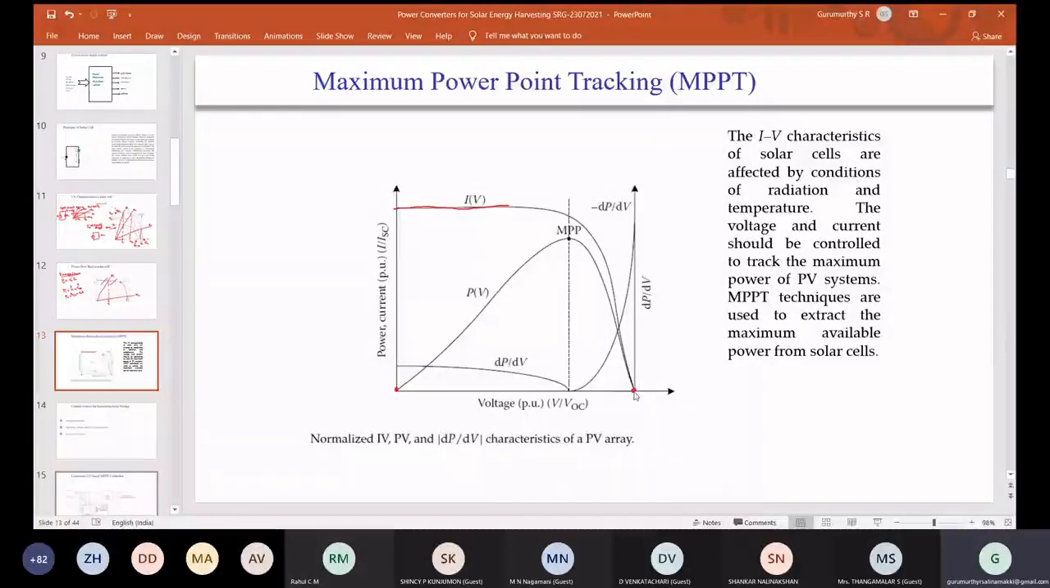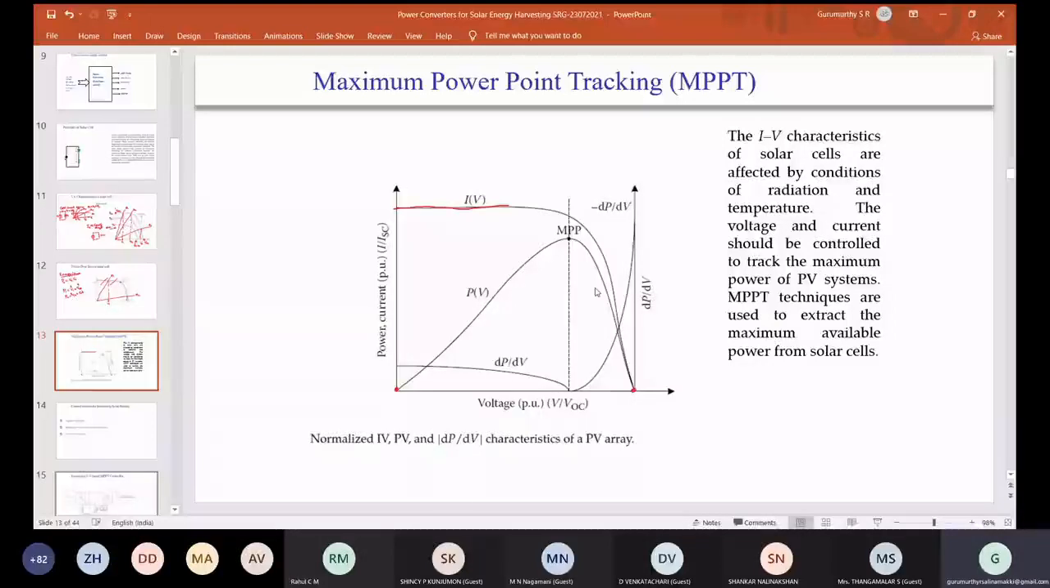If you plot the power versus various resistances, then you can see this curve. Okay, power varies like this. So how to find out this point? How to find out the point where the power drawn is maximum?